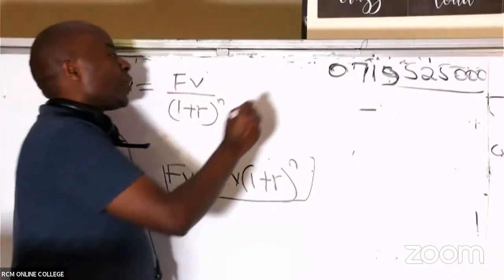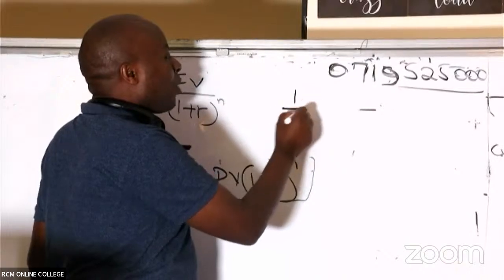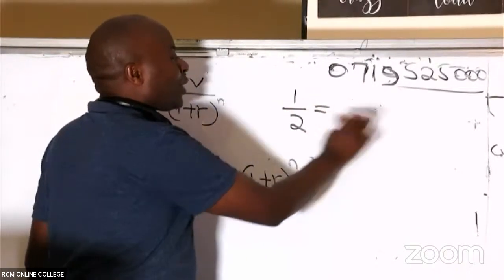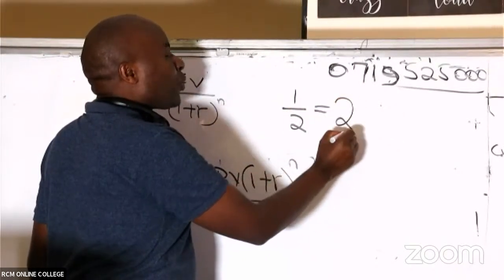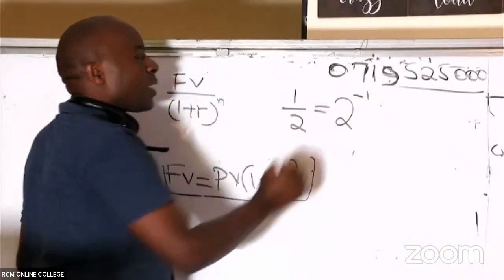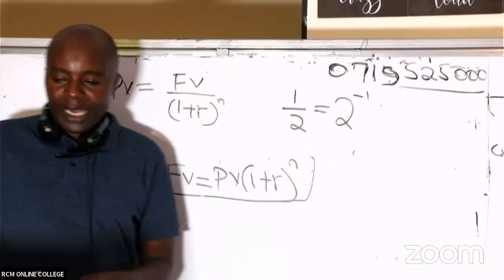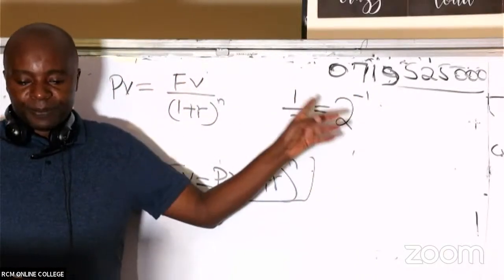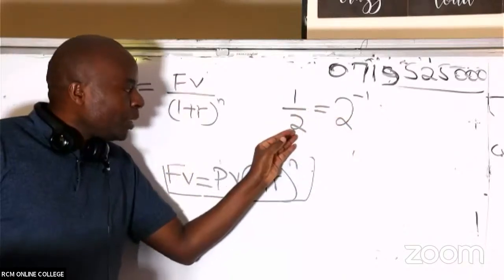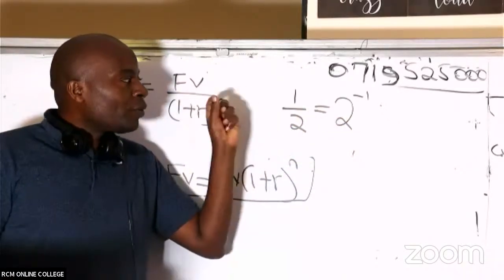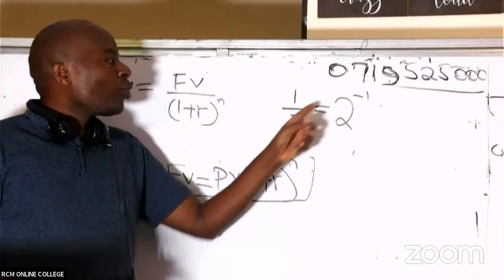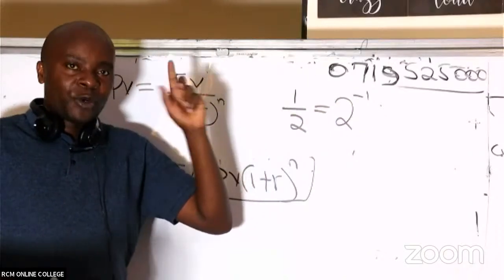In mathematics, if, for example, you are given 1 over 2, is there somebody who knows that 1 over 2 can be written as 2 raised to minus 1? I can take this denominator and make it part of the numerator, but introduce what we call bar 1.